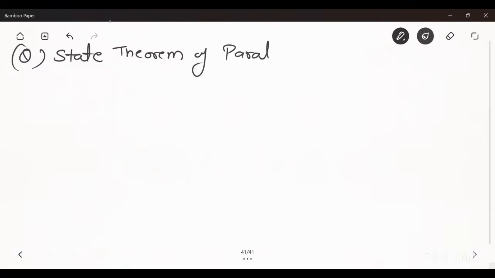Now the next question is, state the theorem of parallel axis. So what is the theorem of parallel axis?